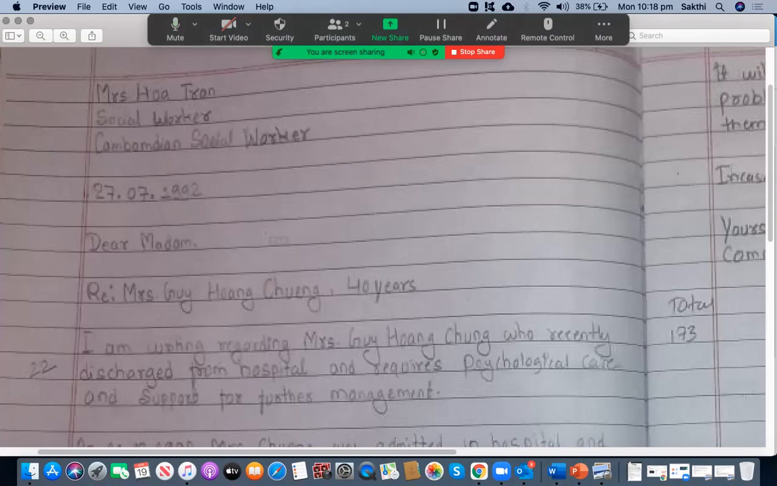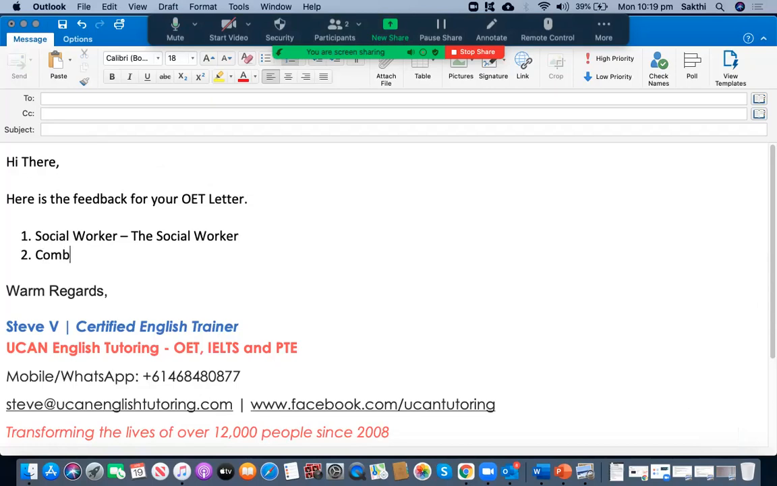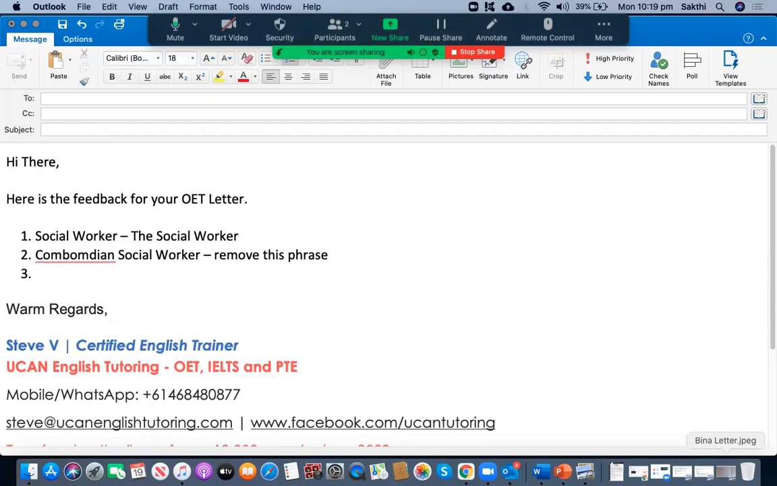And you have written again "Cambodian social worker". Why did you write this? You shouldn't write that, of course. You should write down maybe the social worker's contact details. I mean, where she works and the address of her organization, okay? So that could have been done, but this is not needed. Can you please spell this? C-A-M-B-O-D-I-A-N? I don't know what it is, but that's wrong, okay? So remove the whole phrase from here, all right?